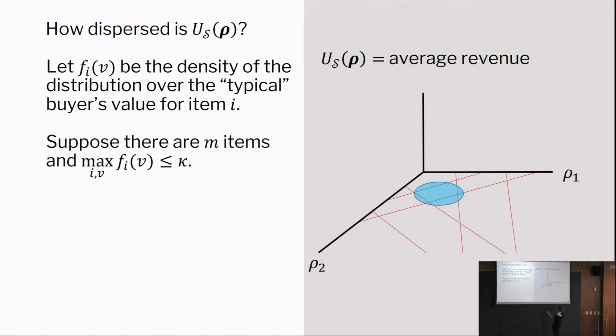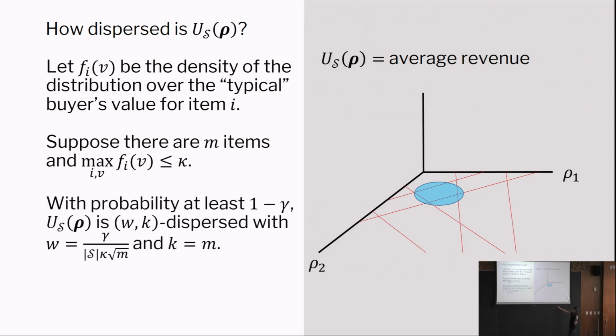Suppose there are at most m items, and suppose that if I look at the maximum over all items I and over all values v, the density of f sub I of v is at most kappa. So that's an assumption. Suppose that this is true. This kind of means that, like I was saying, buyers' values for a good are not wildly concentrated. There's some kind of nice smooth density, and there's no point mass in this density function.